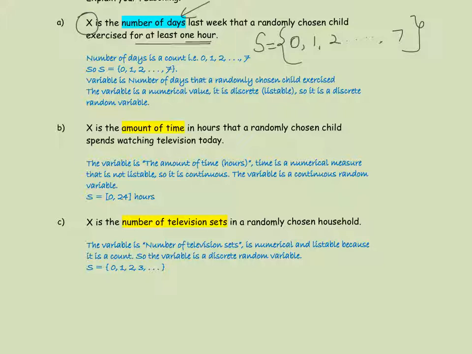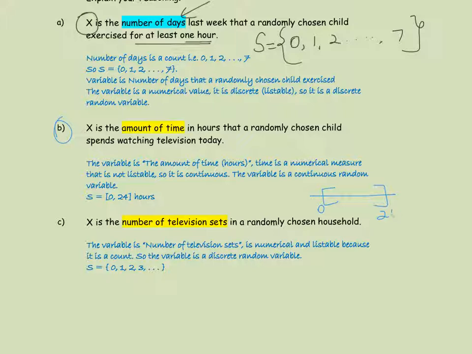Now in part B, we have X, which is the amount of time. So it's a measurement of time, and the units of measurement is hours. So the variable is the amount of time in hours. Time is a numerical measure, so it's a quantity or a measurement, and the amount of time that a child watches television today can be a maximum of 24 hours and a minimum of 0 hours. So it could go anywhere from 0 to 24.